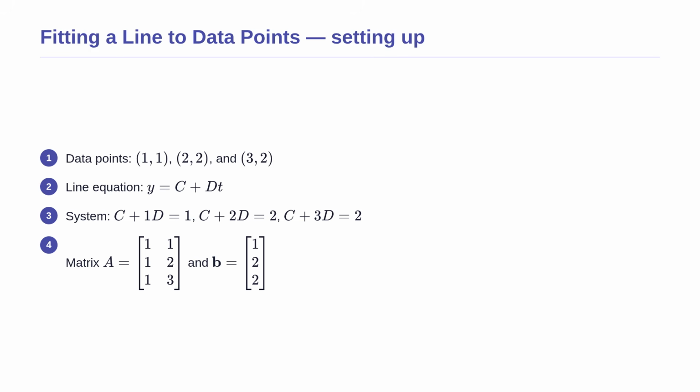We extract the coefficients to form matrix A. The first column is all ones for c, and the second column holds our t values. The vector B holds our target y values.